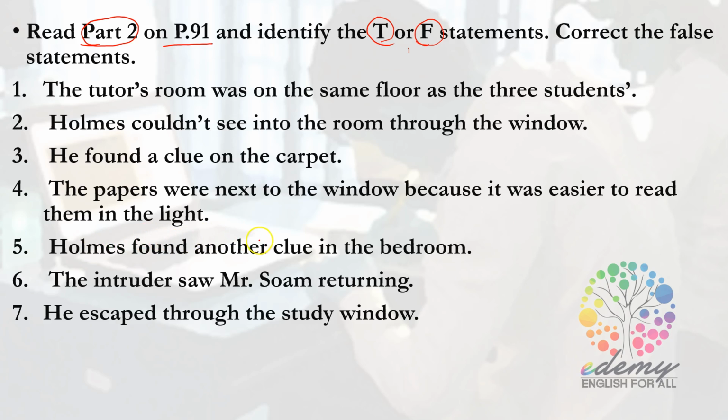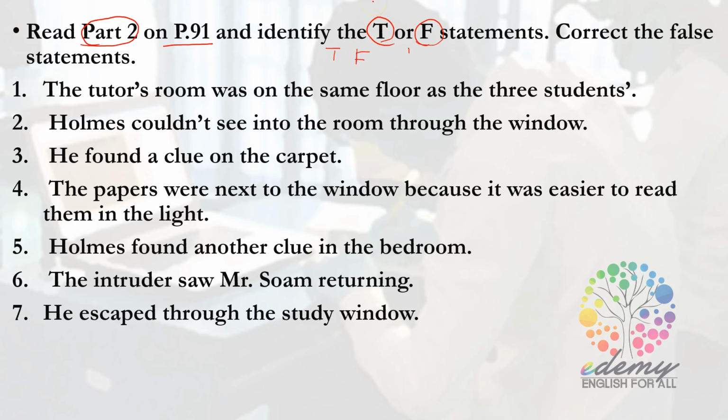Holmes found another clue in the bedroom. The intruder saw Mr. Soam returning. He escaped through the study window. In here, your job is to identify whether these statements are true or false. If it is true, you write T. If it is false, you write F.